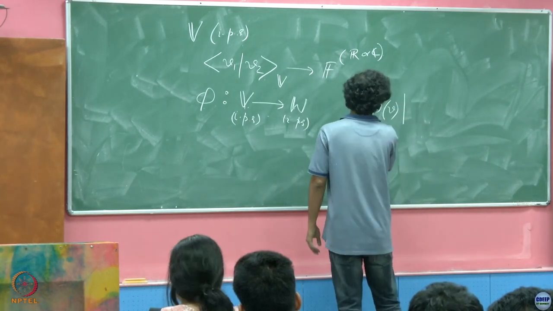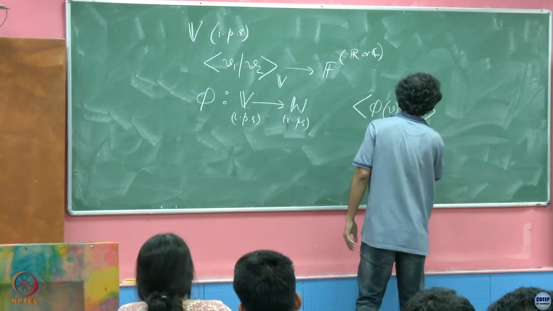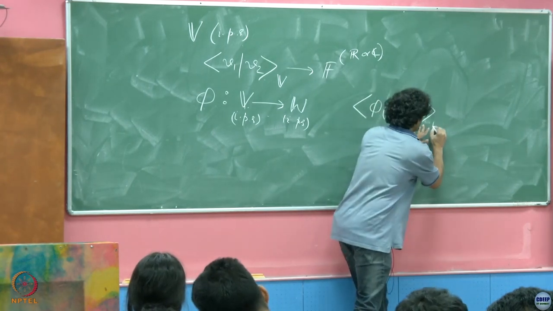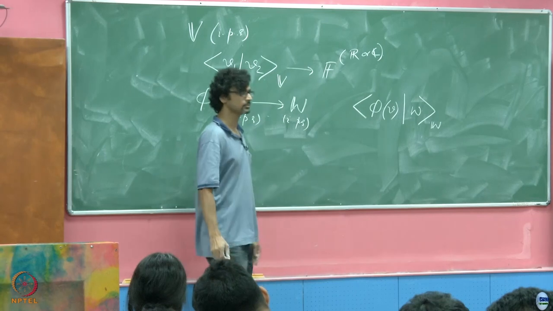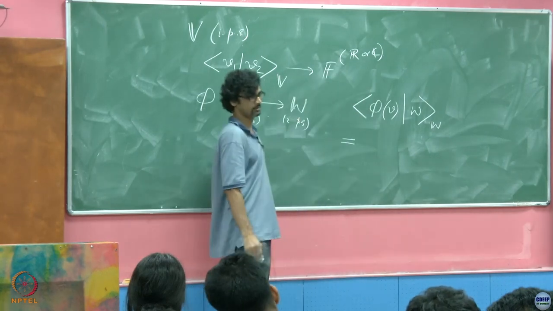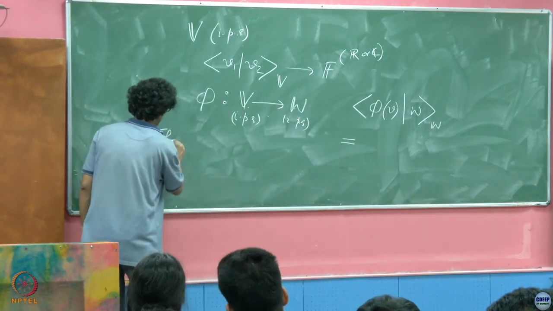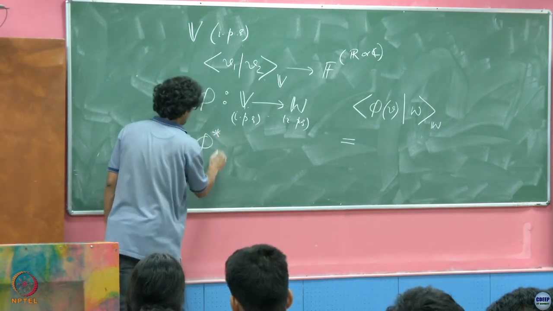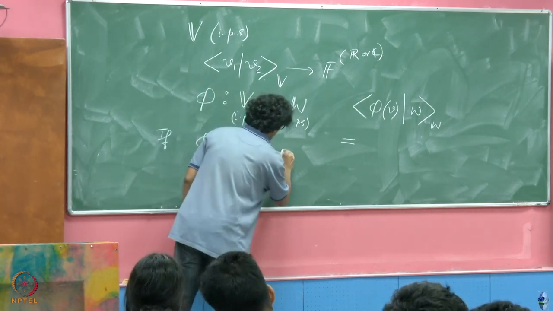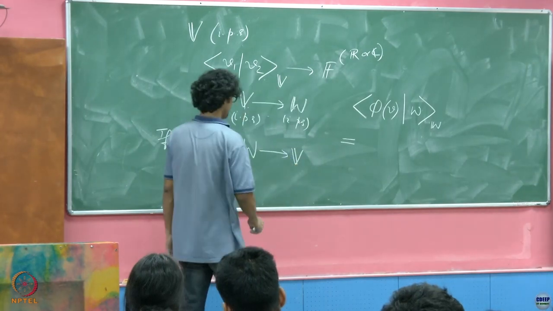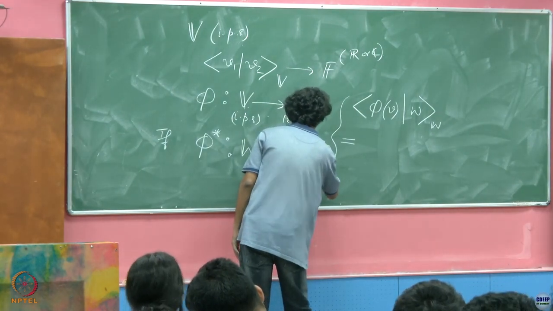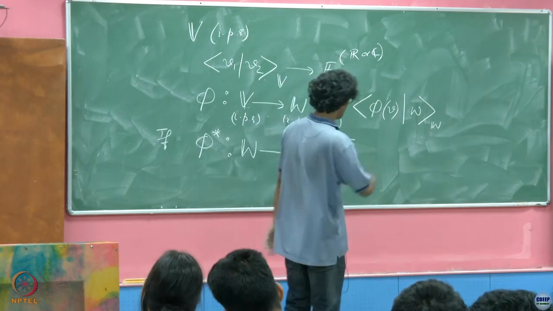If you take its inner product with some w, this is then the inner product that is defined in the vector space W. If you can find another phi star such that it's a mapping from W to V, such that this is true.